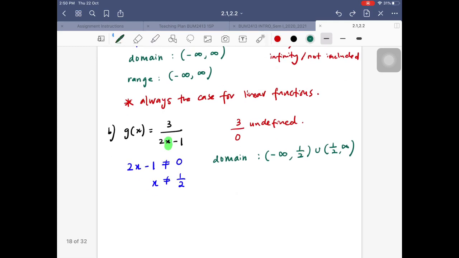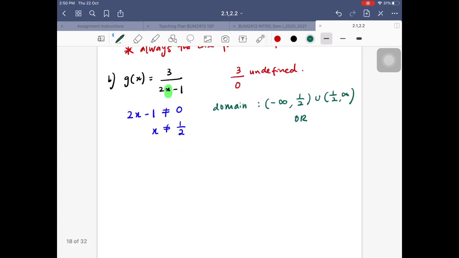If you don't want to write it like this, you can also use another notation, which is going to look something like this. You can put a curly bracket. So x could be any real number such that x cannot equal 1 over 2. So this is also possible. Basically these two mean exactly the same thing. And this straight line over here means "such that". So it's going to be x is all real numbers such that x cannot equal 1 over 2. Okay, all right, so that is going to be the domain.